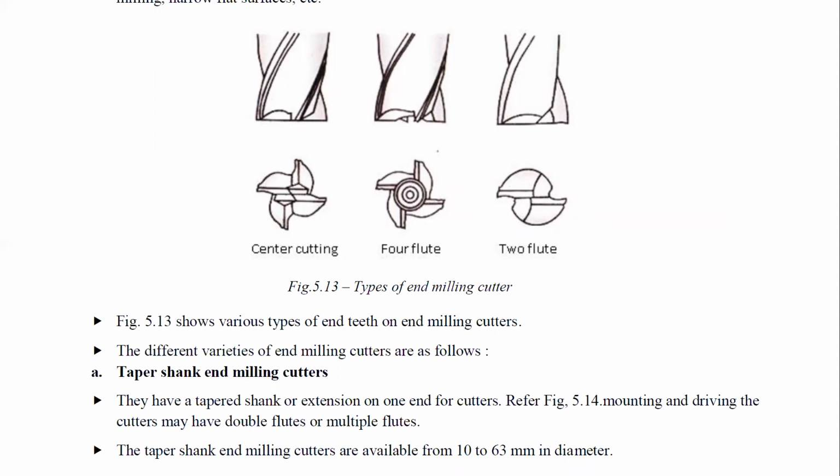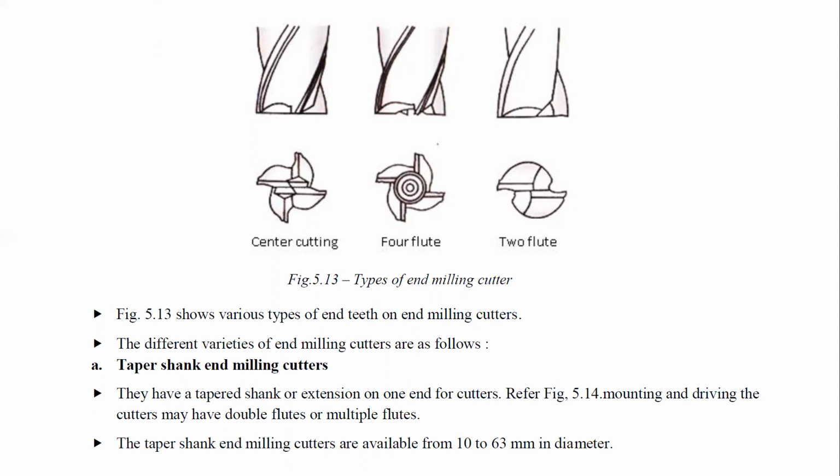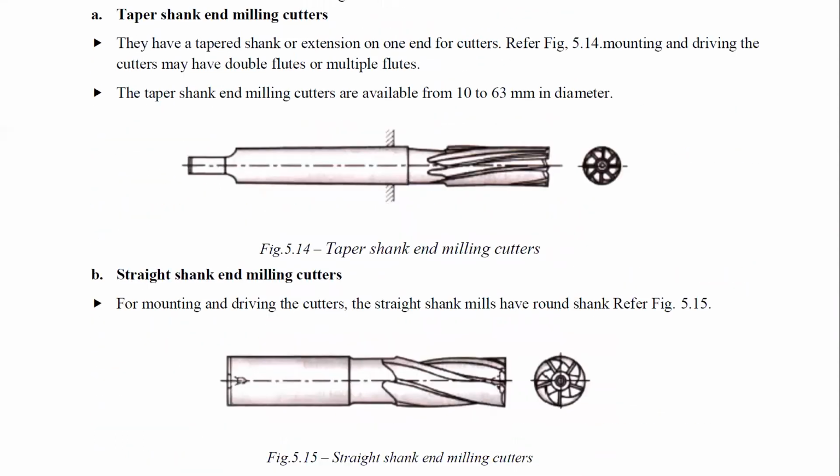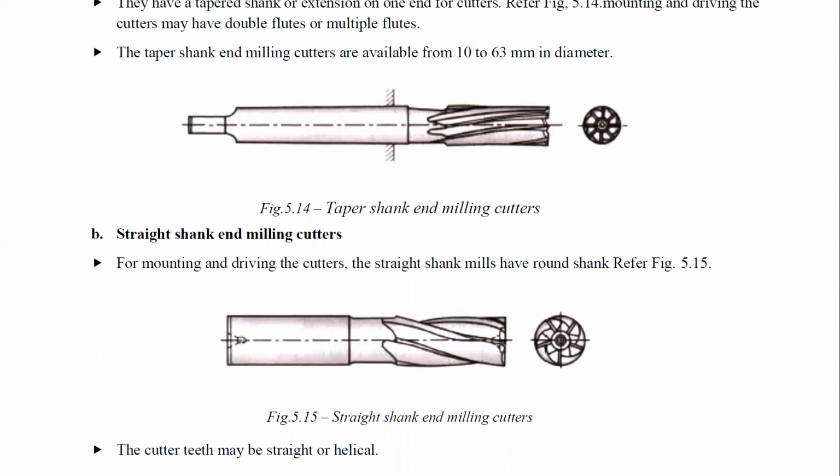First one is taper shank end milling cutters. They have a taper shank or extension on one end of the cutter for mounting and driving. The cutter may have double flute or multiple flutes. Taper shank end milling cutters are available from 10 to 63 mm in diameter. First one is the taper shank end milling cutter. The end portion is in taper form.